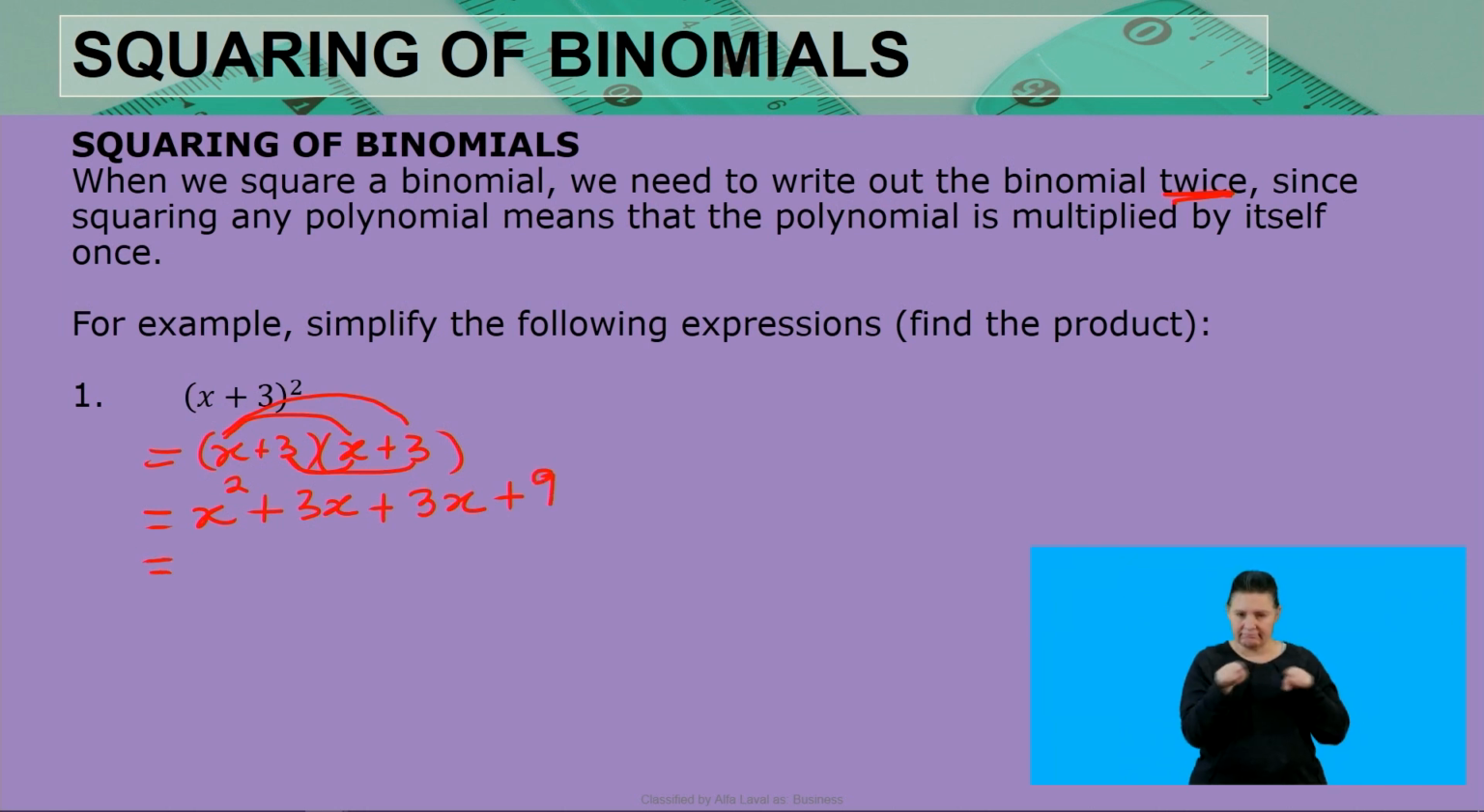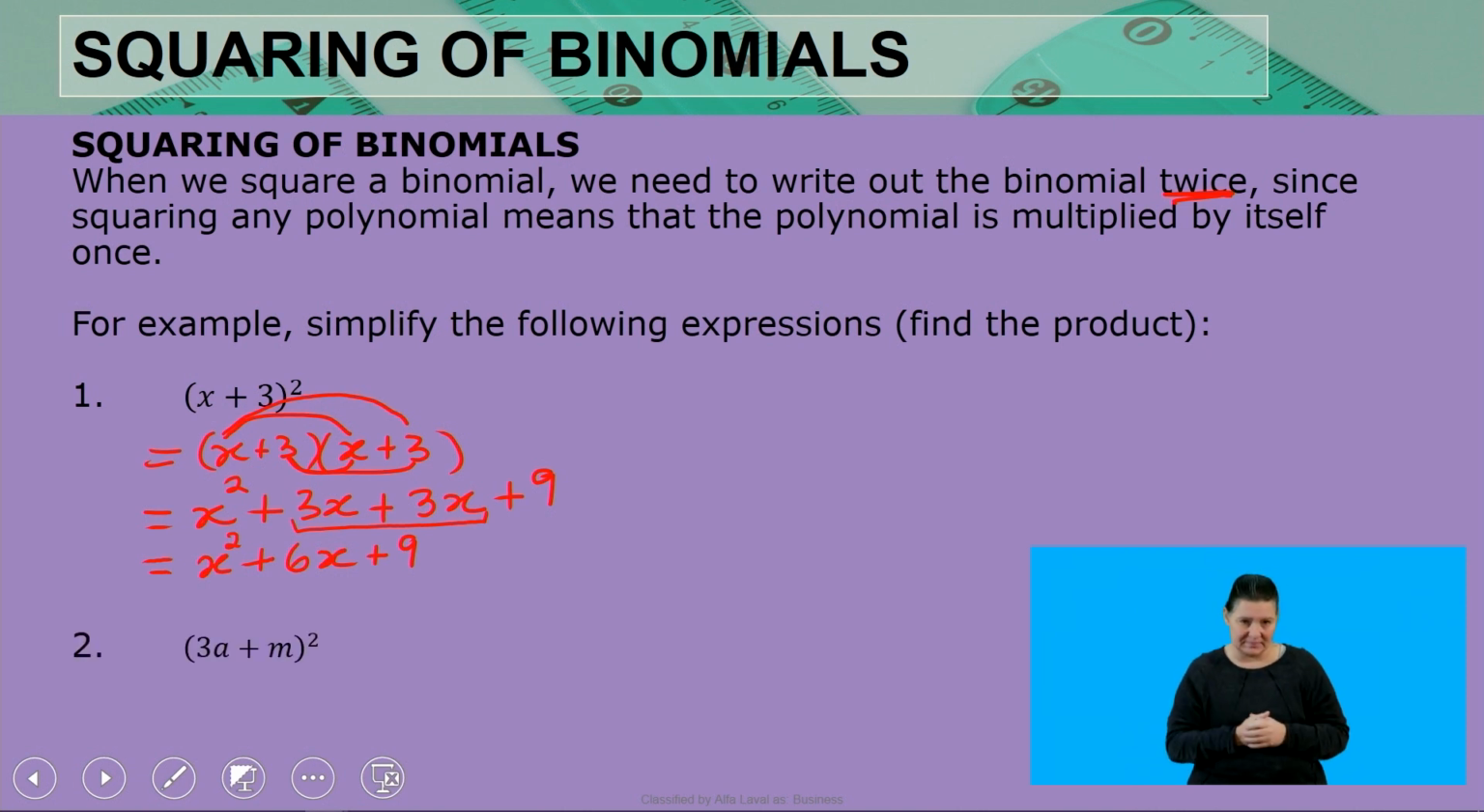We are going to look for the like terms there, and we can see that the like terms are the 3x and the 3x. The reason for this is that they have the same variable, and that variable has the same exponent as well. So what is 3x plus 3x? That is 6x. And we are left with x squared plus 6x plus 9 as our answer. Let's look at the next one.